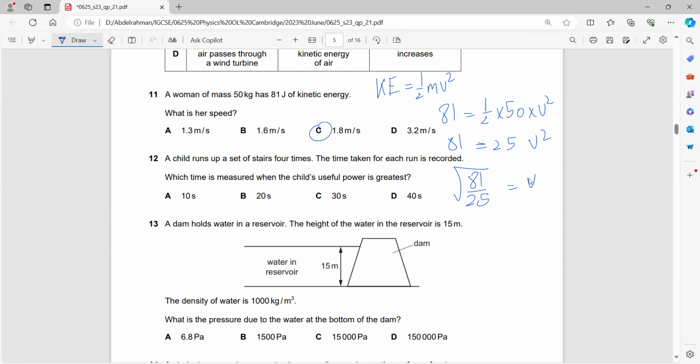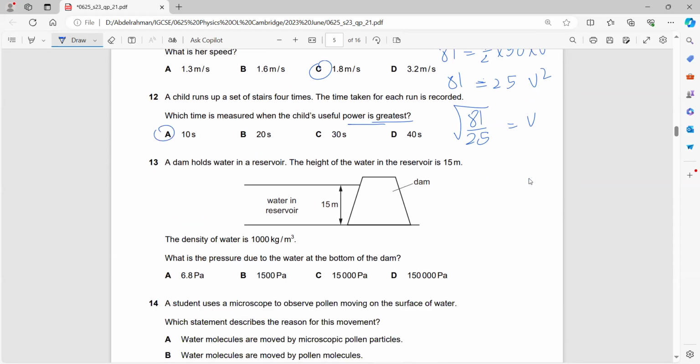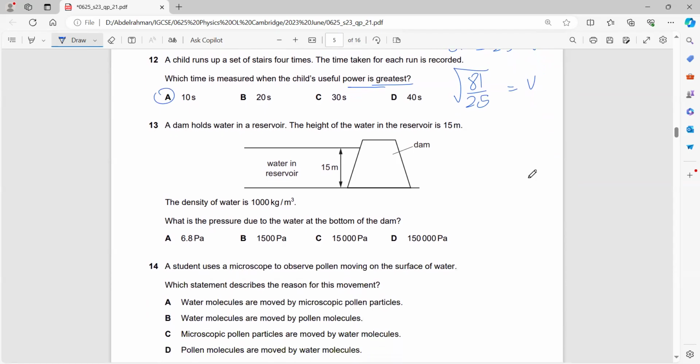A child runs up a set of stairs 4 times. The time taken for each run is recorded. Which time is measured when the child's use of power is greatest? How can you increase the power? By decreasing the time. Power equals energy over time. So whenever you decrease the time, the power will increase.